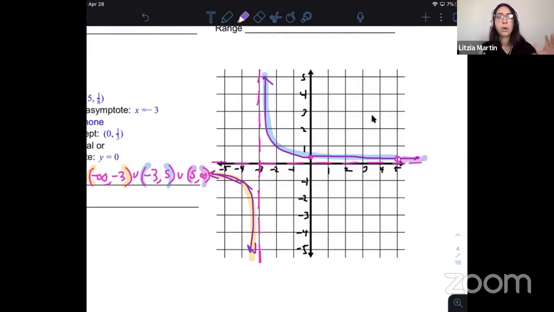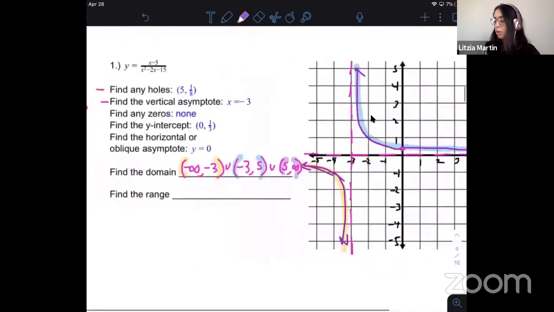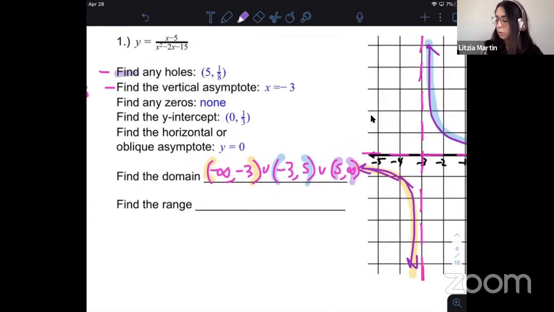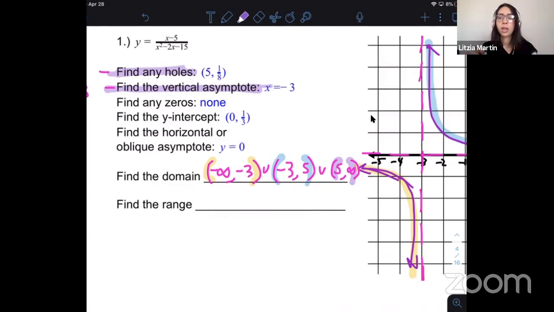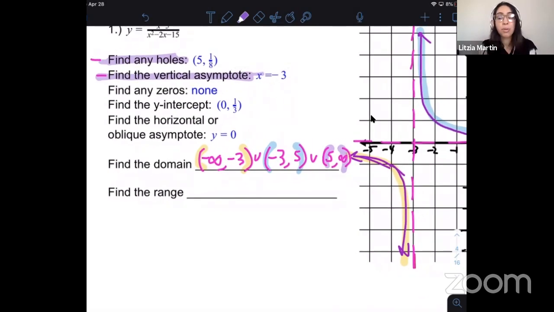Okay. So as long as you know the holes and the vertical asymptotes of your graph, then you can just place those in order from least to greatest, and that's going to give you your domain. Sometimes you may have more than one hole or more than one asymptote. So just take all of those values, put them in order, and it's going to break up your domain just the same way that we see here.